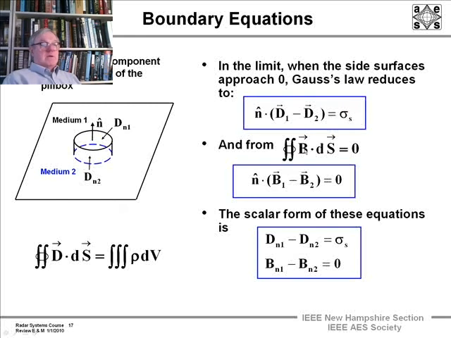And from the fact that we have no dipoles, we have a similar expression for the normal components of the flux density in the magnetic regime and in the electric regime. So in scalar form, these reduce to the normal component in one medium minus the normal component of the flux density in the other medium is just the surface charge on these.